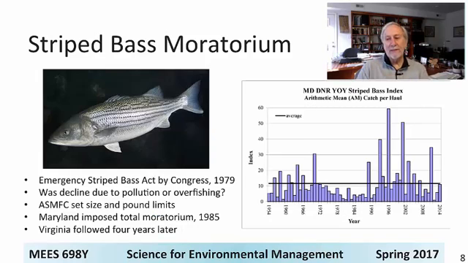So let's talk about some of these controversial issues. The first one is the striped bass moratorium. There was a decline, a noticeable decline. People just were not able to catch many striped bass.